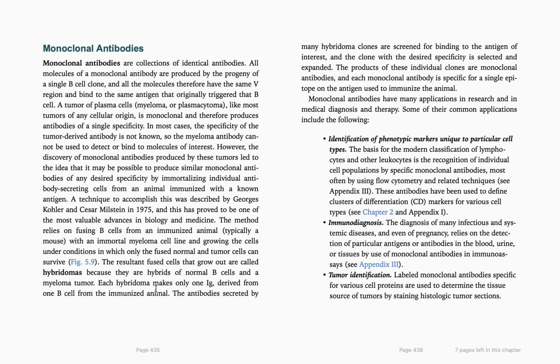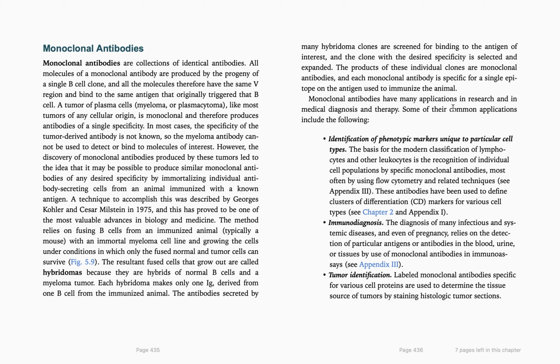Each hybridoma makes only one Ig, derived from a B cell from the immunized animal. The antibodies secreted by many hybridoma clones are screened for binding to the antigen of interest, and the clone with the desired specificity is selected and expanded. The products of these individual clones are monoclonal antibodies, and each monoclonal antibody is specific for a single epitope on the antigen used to immunize the animal.